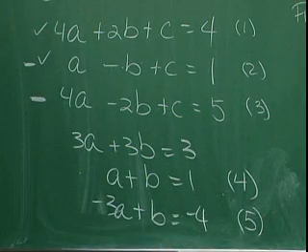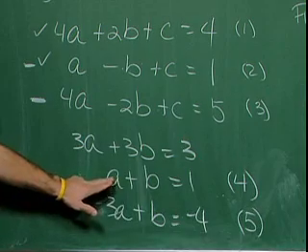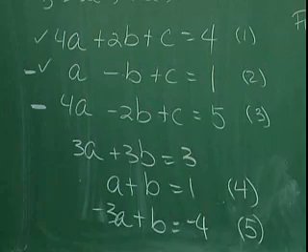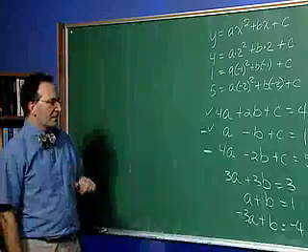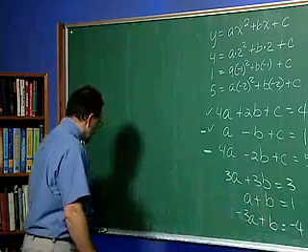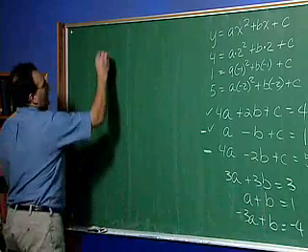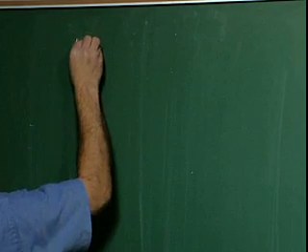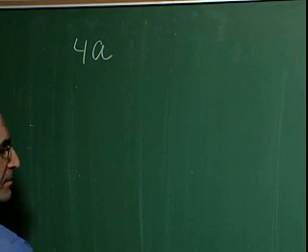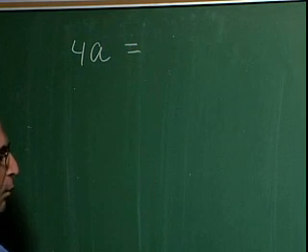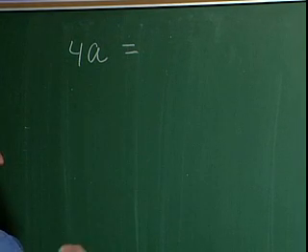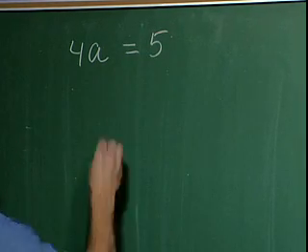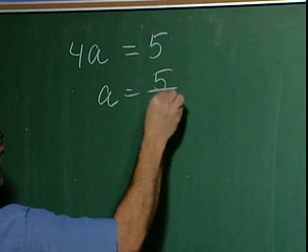All right, so now I can take equation 4 and 5, and if I simply subtract those two, I can eliminate the b. So I have a minus 3a. That's going to give me 4a. The b's drop out, and I have 1 minus a negative 4, so that's 1 plus 4, which is 5. So a is equal to 5/4.